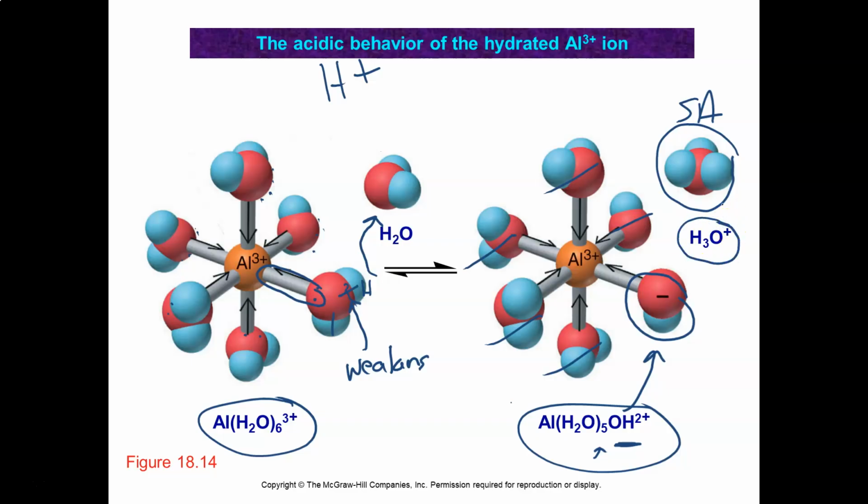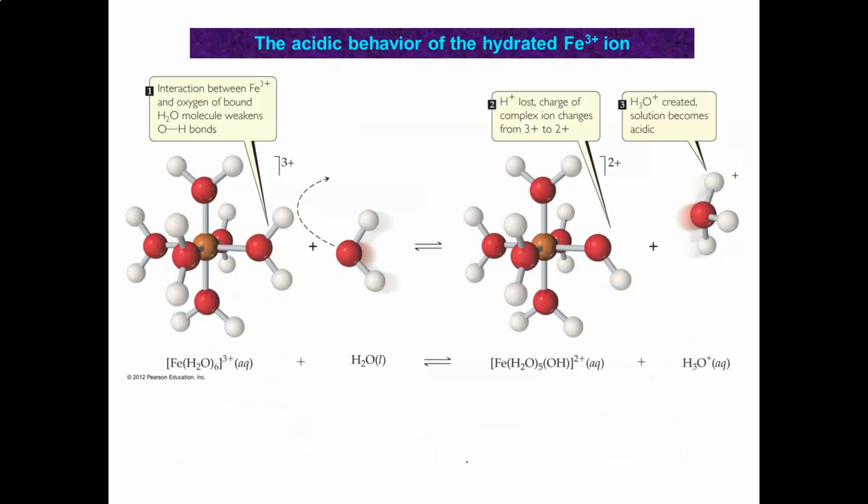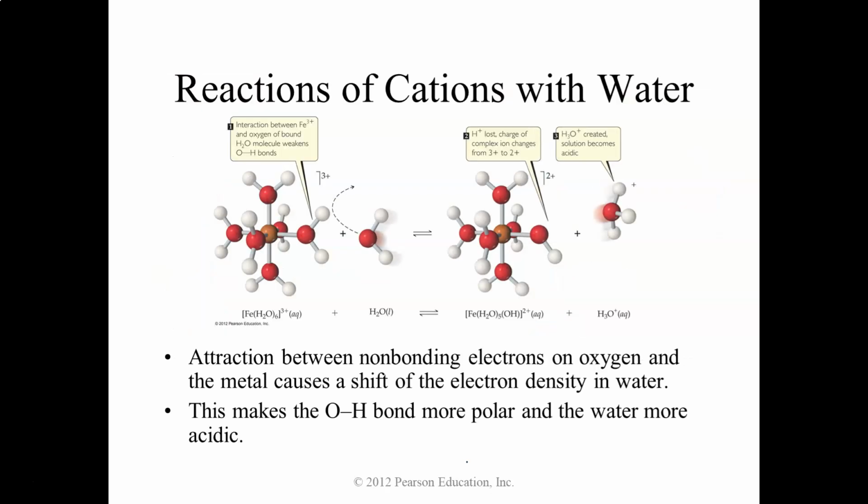All right, so this is going to work for ions with a large charge. Okay, so the bigger the charge, the better it's going to be here, and generally a small size. All right, and that trend is coming up on your note sheet. All right, so I have the extra additions here. Electron density is drawn towards aluminum. It helps break that OH bond to create H3O. So here's the overall equation once again. I already talked about that. And this is just another summary of what was going on there.